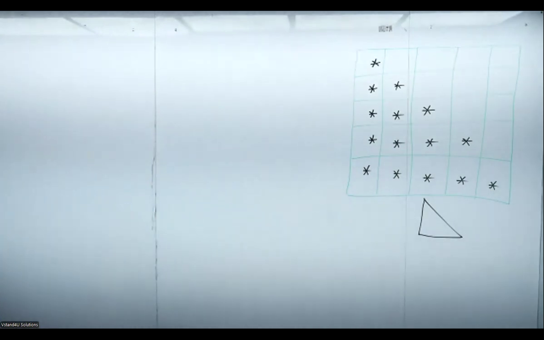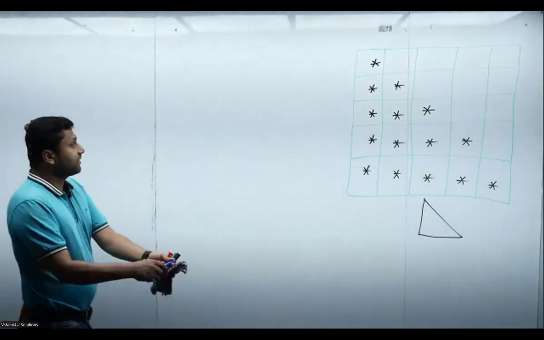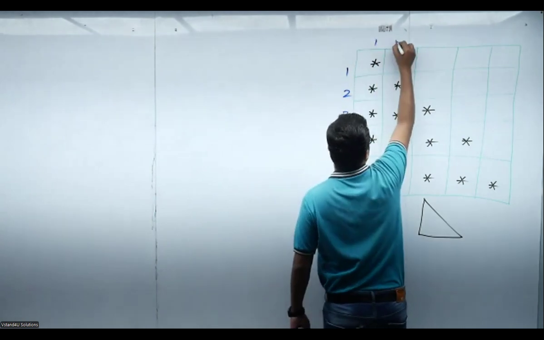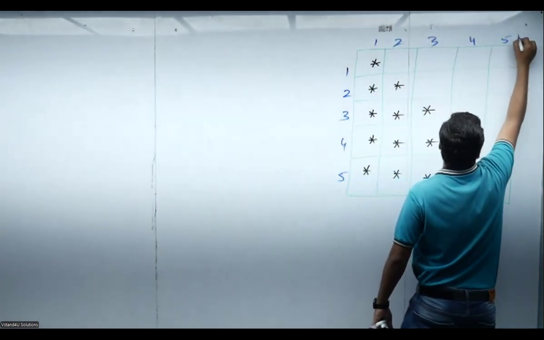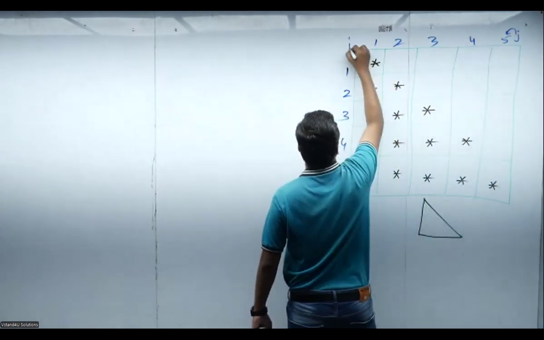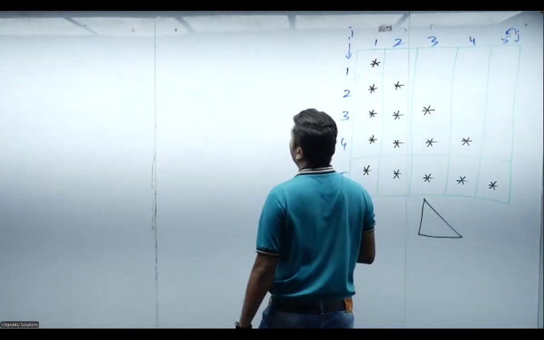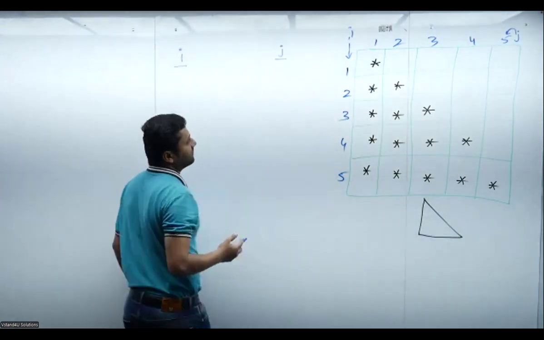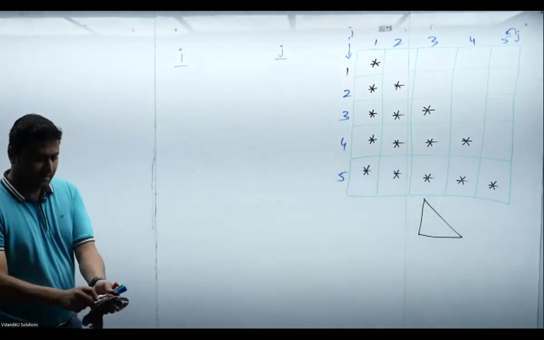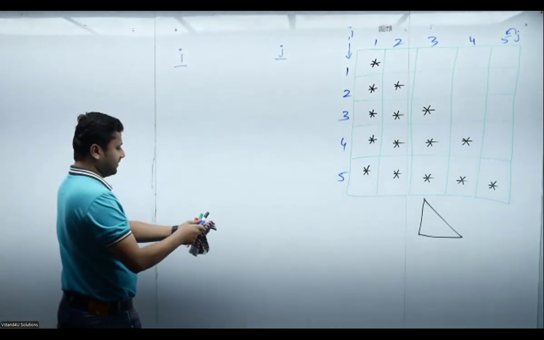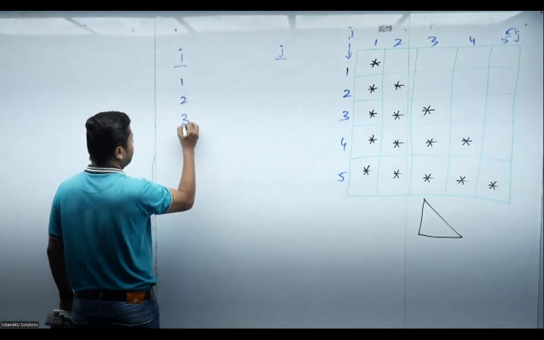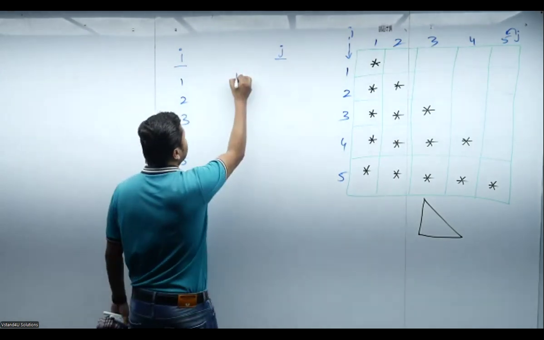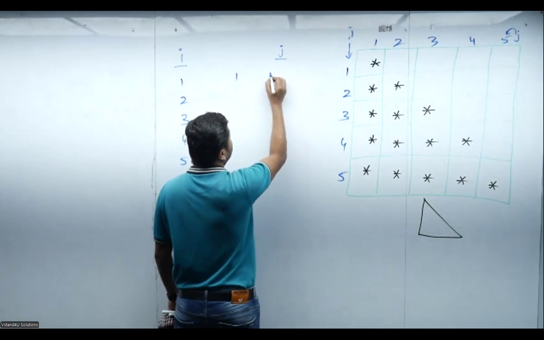Shall we start now? First thing first, give the numbering. For I: 1, 2, 3, 4, 5. For J, this is your J value and this is your I value. So are you telling me to write down the I as well as J? What are the values of I? 1, 2, 3, 4, 5. For J, 1, 2, 3. Yes or no?